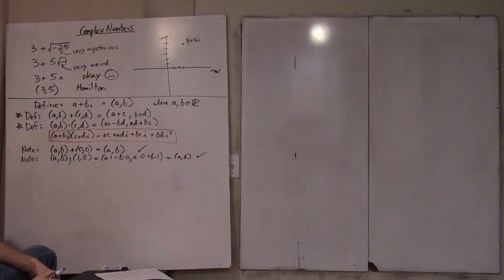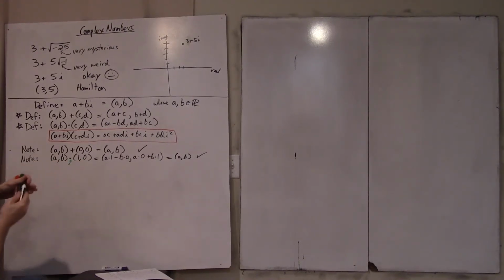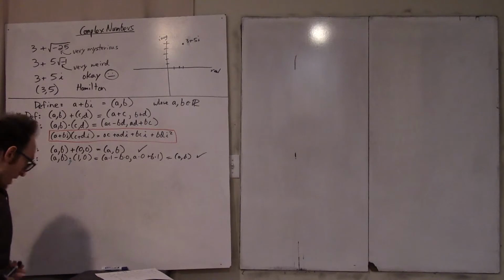Therefore, what we've just demonstrated, or what I've just discovered, is that 1, comma 0 is the multiplicative identity. Okay. What next? This is taking too long.